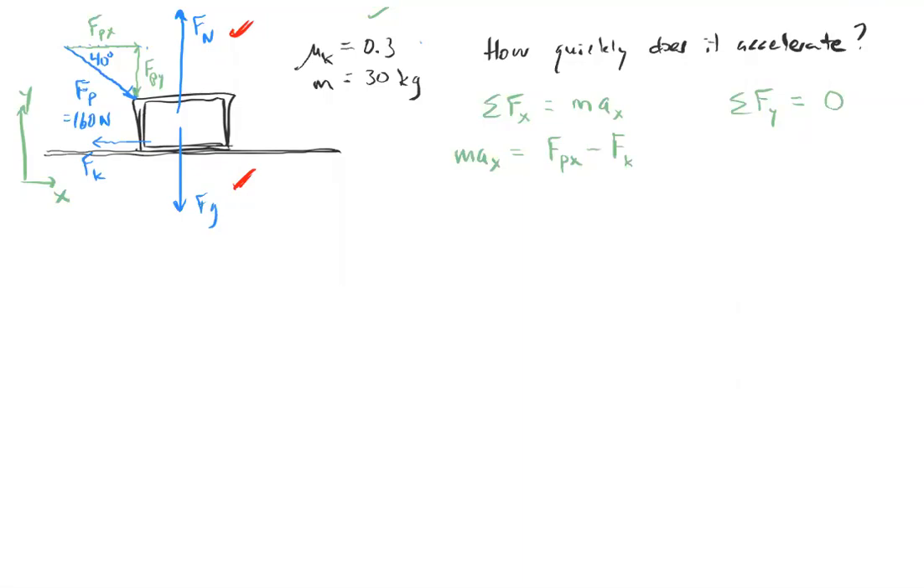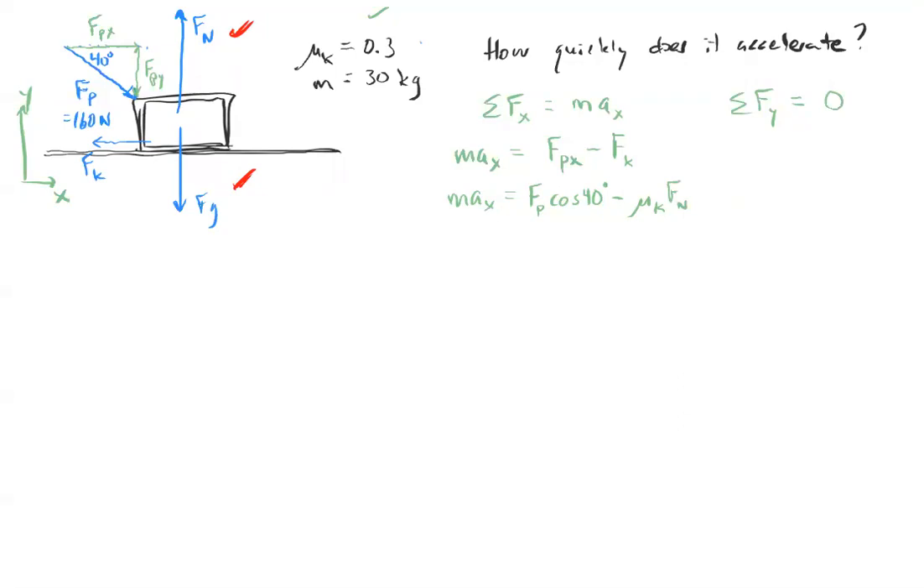And we can make some further substitutions, right? If we want to find the magnitude of that x component of the push, well, then we need to take the magnitude of the whole vector, that 160 newtons, multiply it by cosine of 40 degrees, and get that x component. And then of course we can substitute the definition of kinetic friction, which is just mu k times F sub n.